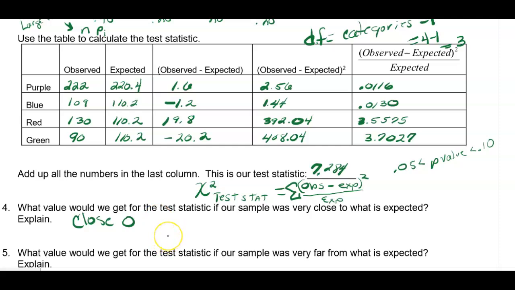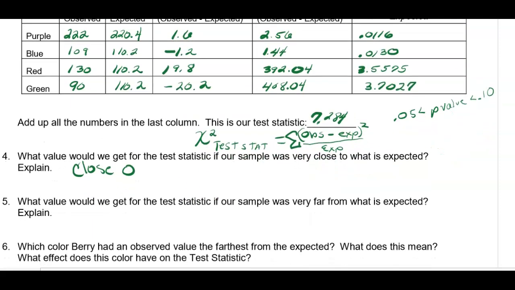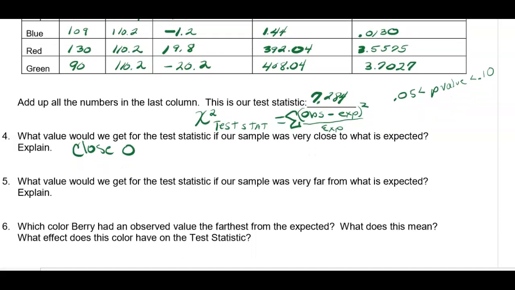All right. Now, what value would we get for our test statistic if our sample was far from what is expected? Well, in this case, it should be some value that is relatively large. Here again, why? Because we're doing that observed minus the expected, and the further away the observed is from the expected, the larger our test stat is going to be. So this one should be a large number.